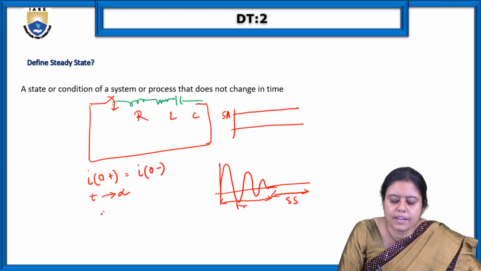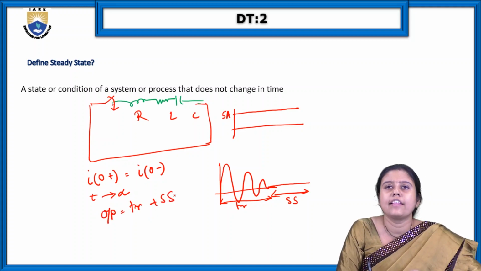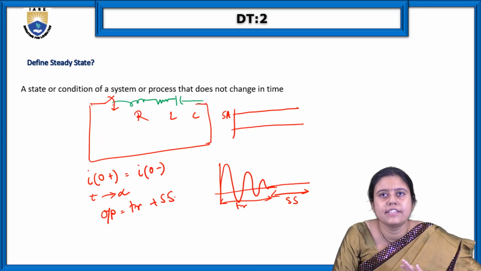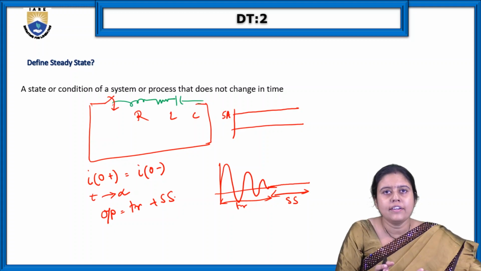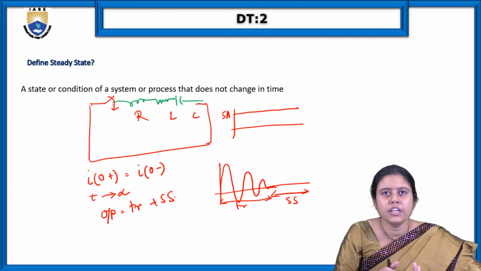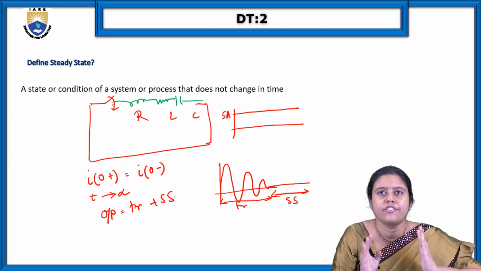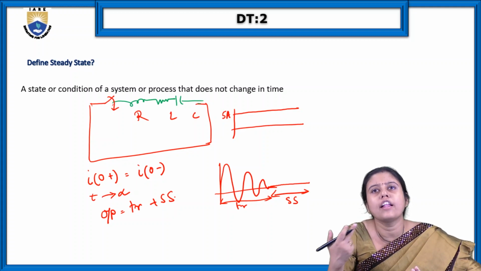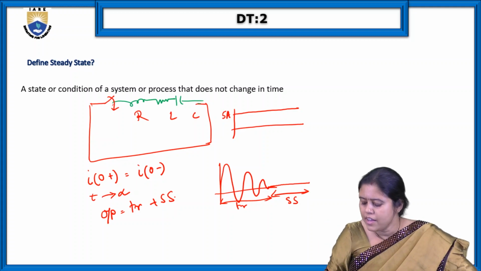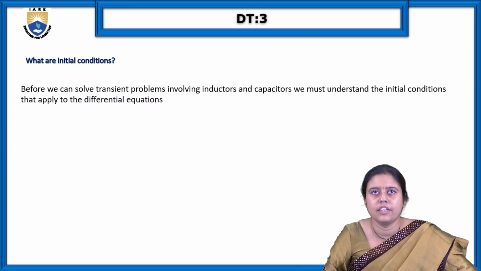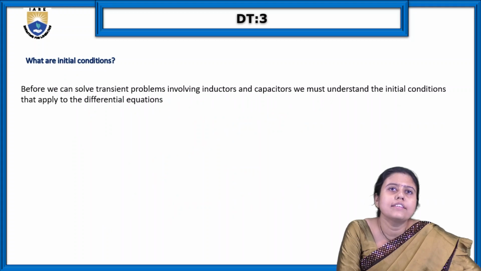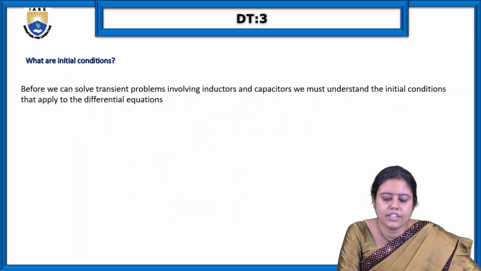So one system output has two parts. First one is the transient part, another one is the steady state part. At the moment of switching or at the giving of any input or external disturbance, we are getting transient. When it is for a long time, we are getting a steady state condition. What is the meaning of the initial condition?